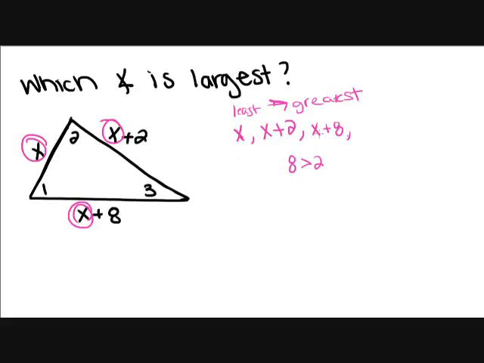Well, our angles opposite these sides are going to be the same way. So that means since x plus 8 is the greatest side, the angle opposite x plus 8 is going to be the greatest angle. So angle 2 is largest.